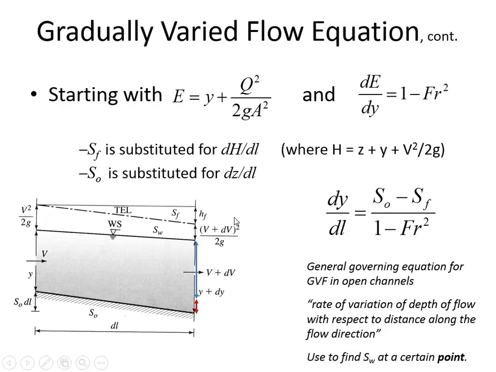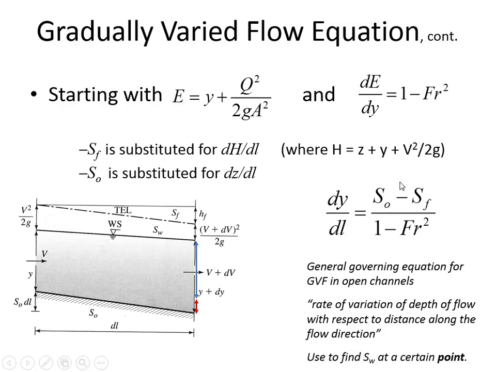What we end up with is this governing equation, dy/dl, and it says it's the change in the water depth relative to the channel bottom in the direction of flow. And so you take the difference between the channel slope, S naught, and the energy grade line slope, S sub f, divided by 1 minus the Froude number squared. So this is an important equation that everything else is based on.